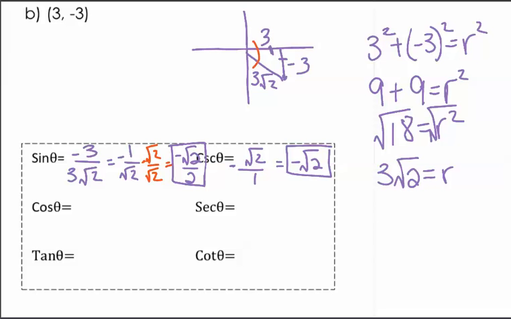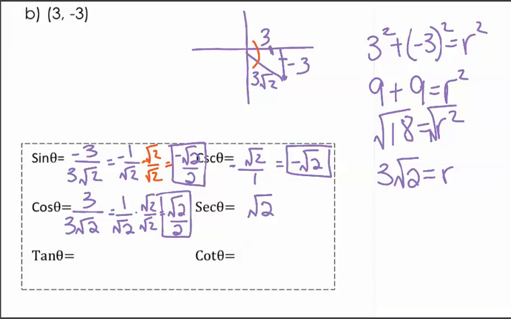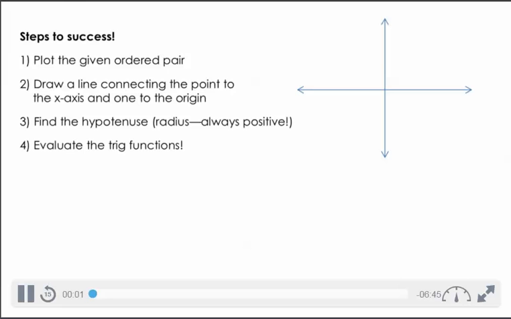Then I'm going to go ahead and do cosine. Now I'm going to notice that cosine is so very similar, except it doesn't have the negative. So I'm going to start with 3 over 3 radical 2, which is going to be a positive 1 over radical 2. So flipping that for my secant, that's going to just become positive radical 2. And then rationalizing again is going to give me a positive radical 2 over 2. And then finally, tangent, opposite over adjacent. So my opposite is -3 over adjacent is +3. That's going to simplify to -1. And then I can go ahead and take the reciprocal of -1 to get 1.